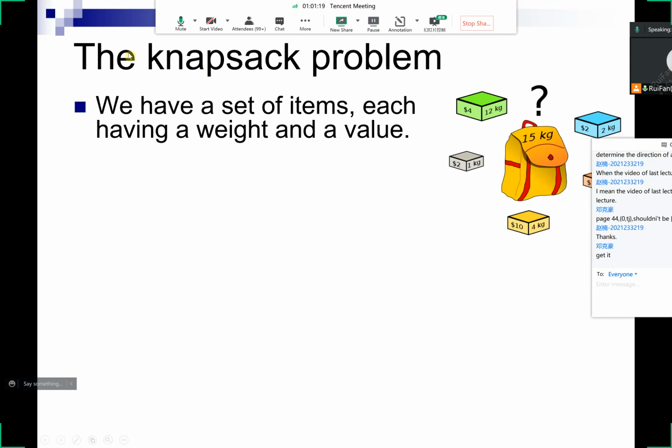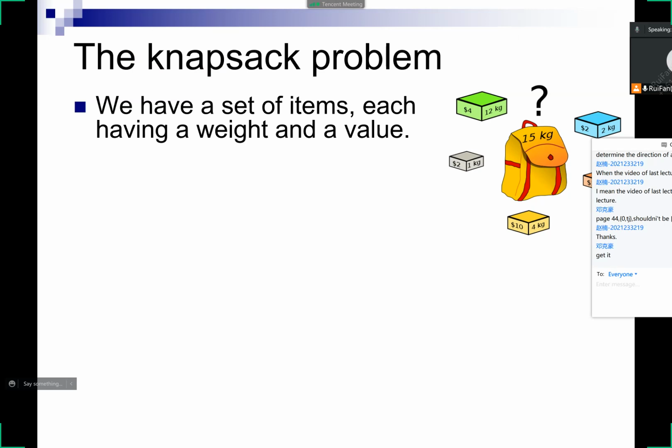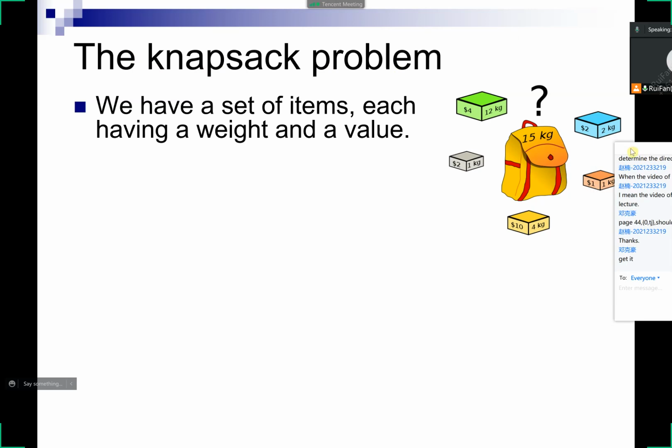Okay. So let's continue with our lecture. We're going to look at one more approximation algorithm. This is an approximation algorithm for the knapsack problem. It's kind of a new approximation algorithm, which maybe you guys haven't seen before. So it's interesting.